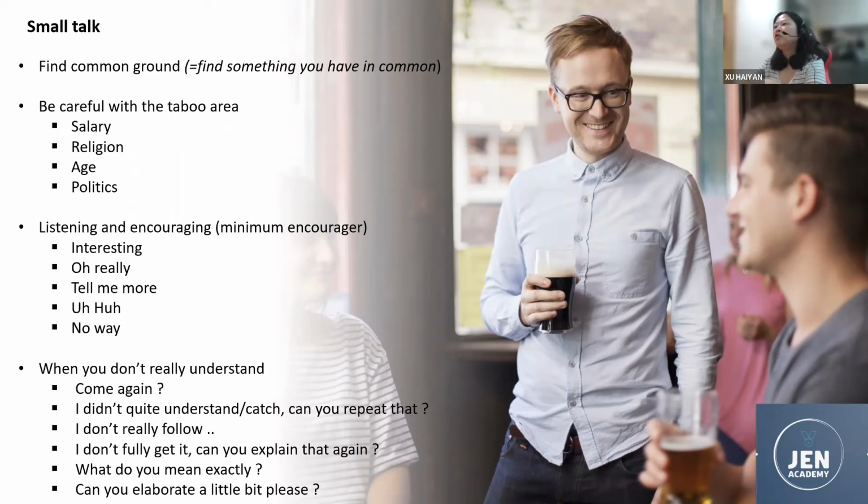Small talk usually just needs you to find your common ground, which means finding something that you have in common. For example, you see people's outfit, and it happens to be your favorite brand. You see people have a certain breakfast or drink a certain coffee, which is also what you like. So you find something in common or similar, then it's easier for you to initiate a conversation to start with.